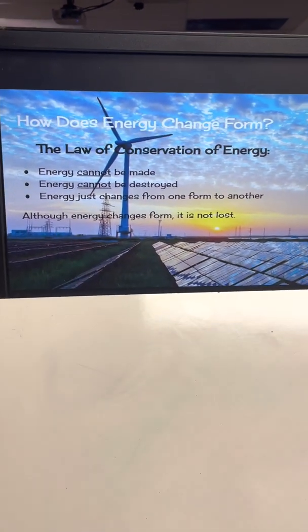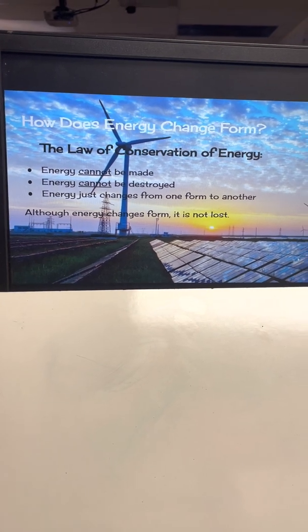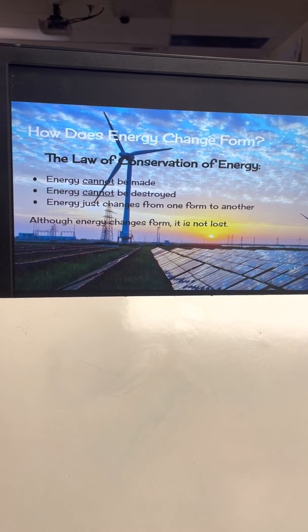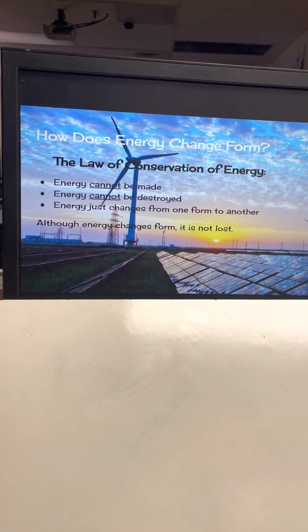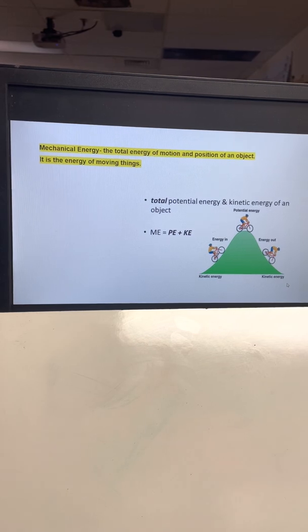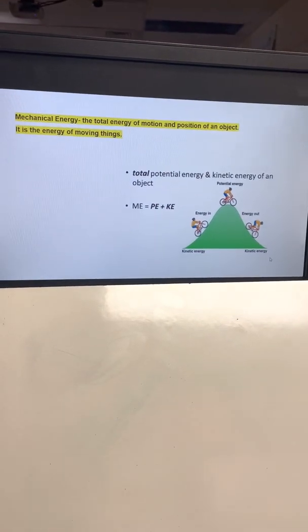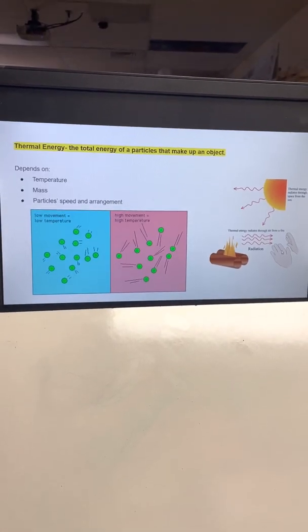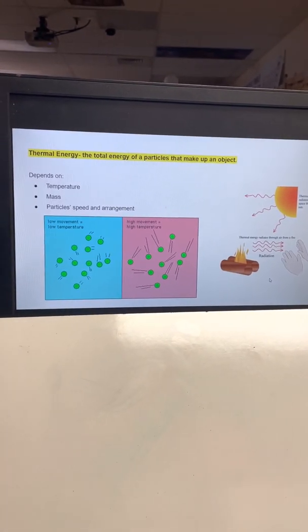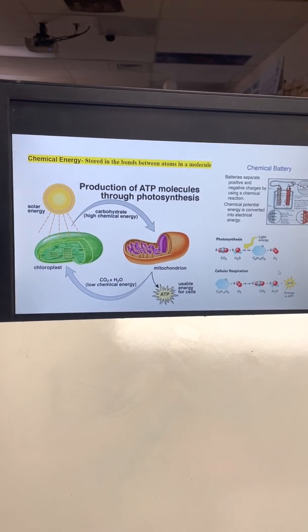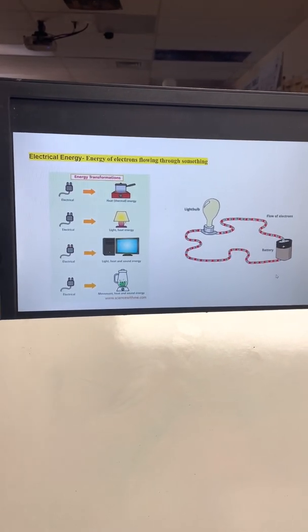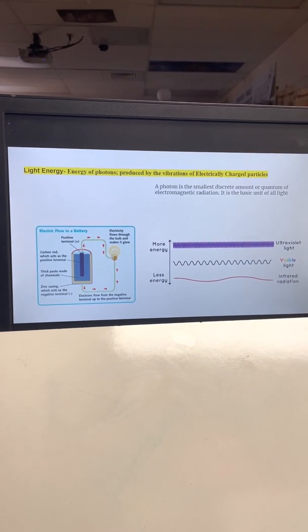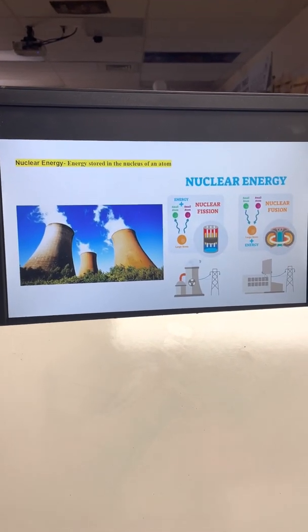We talked about the law of conservation of energy. It cannot be created or destroyed, only transformed from one form to another. We talked about mechanical energy and how that's the total sum of potential and kinetic energy. We talked about thermal energy, chemical energy, electrical energy, sound energy, light energy, and nuclear energy.